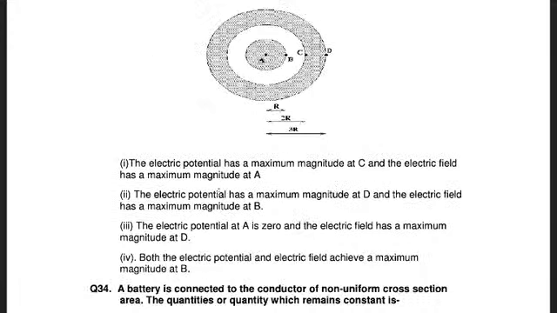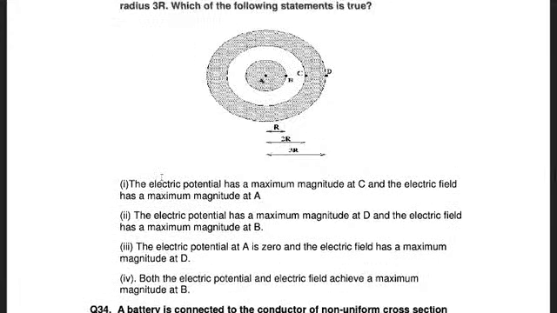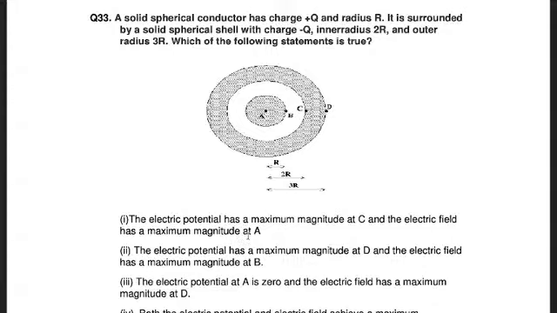Options are: Option 1, the electric potential has maximum magnitude at C and the electric field has maximum magnitude at A. Option 2, the electric potential has maximum magnitude at D and the electric field has maximum magnitude at B. Option 3, the electric potential at A is 0 and the electric field has maximum magnitude at D. Option 4, both the electric potential and the electric field achieve their maximum magnitude at B.